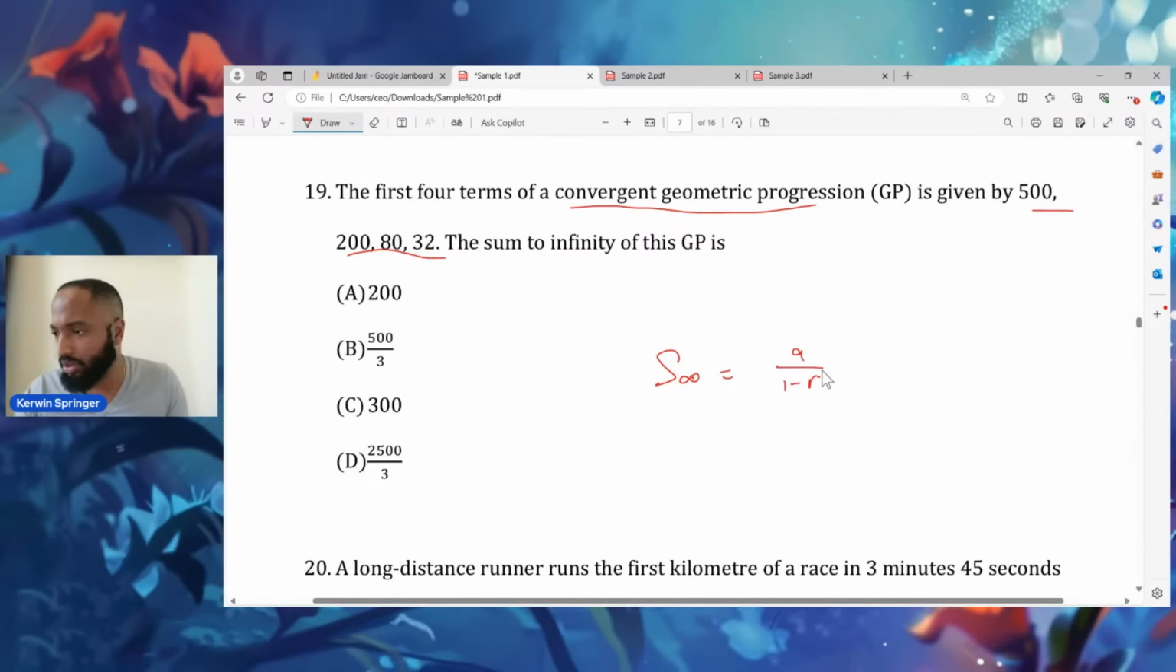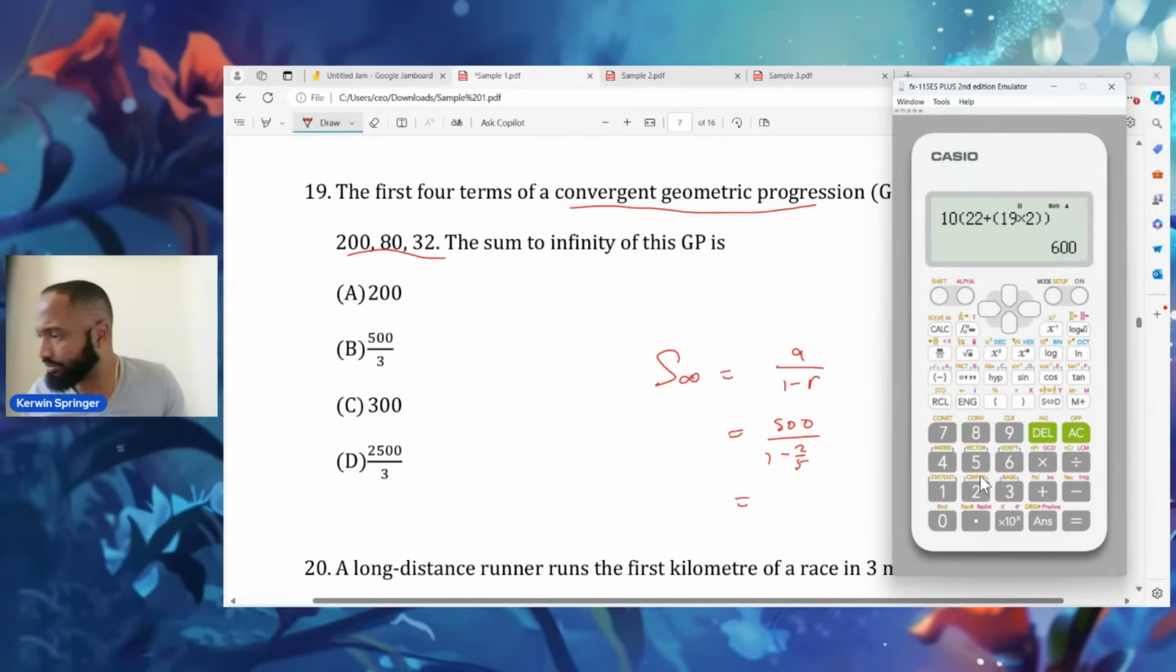We have a fraction, right? This is the 500. The first four terms is 500. So we're looking at 500 over, so 200 over 500 is 2/5. So it's 1 minus 2/5, and that's our final answer there. 500 over 1 minus 2/5. So 1 minus 2/5 is just 3/5.